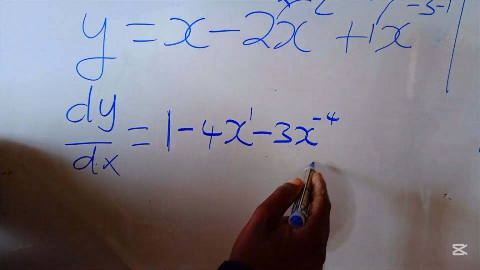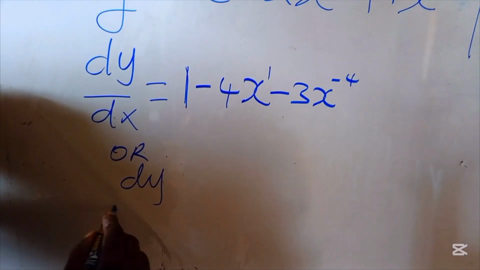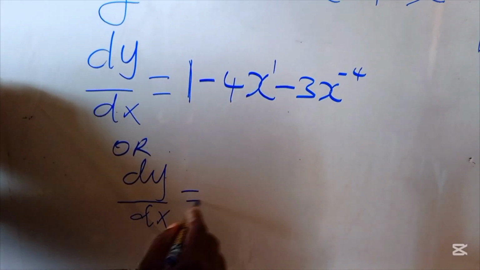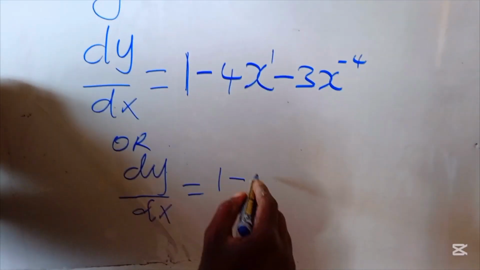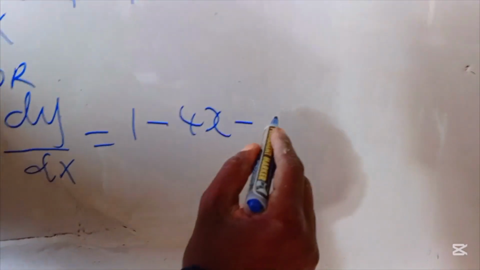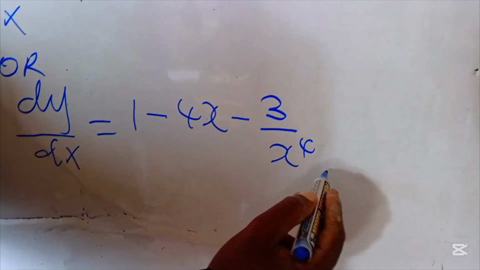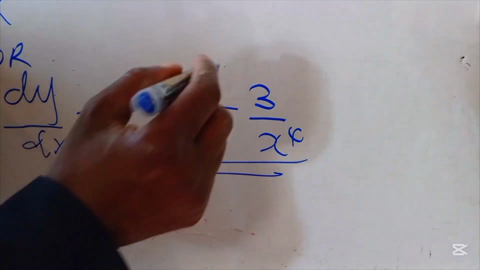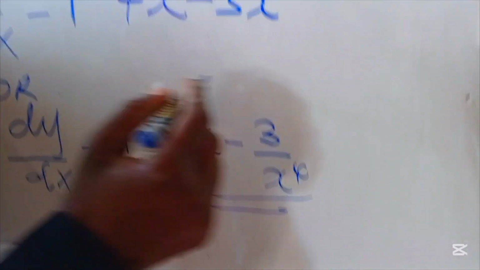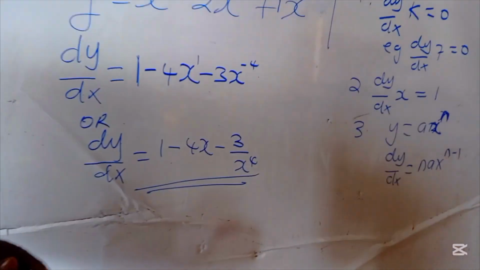If you are not comfortable with this, you can also write dy/dx equals 1 minus 4x, and this one goes back to the bottom, so it becomes 3 over x to the power 4. It is the same thing. One was written like this and one was written like this. All of them are correct. So this is how we differentiate dy/dx.